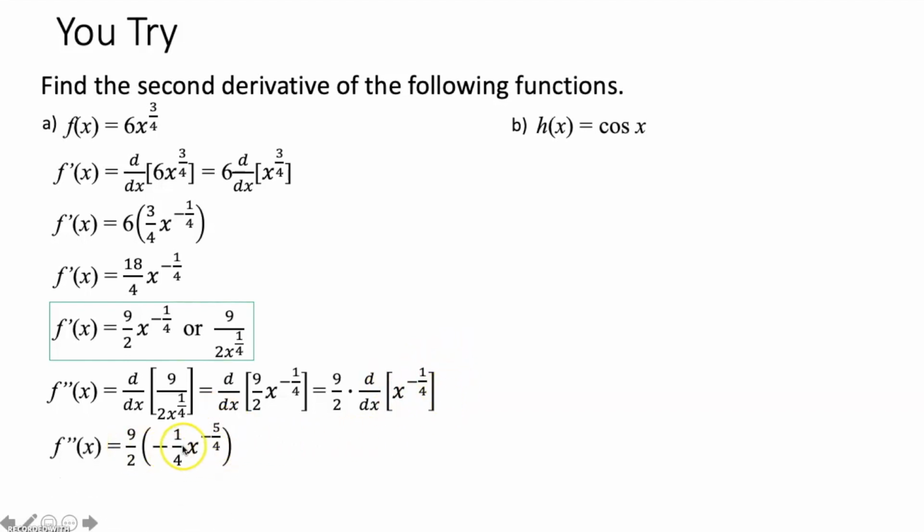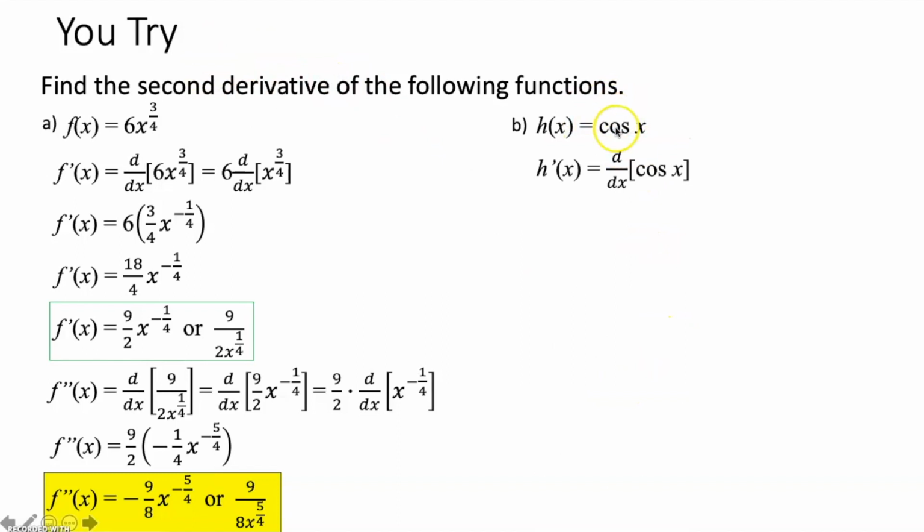Now to simplify this, we multiply these two fractions together. We get 9 over 8, and it's negative. So we get negative 9 over 8 times x to the negative 5/4. Or if you want to take that, put it in the denominator, make it a positive exponent, you could. Here, let's take the derivative of this function and then take the derivative of that to get our second derivative.